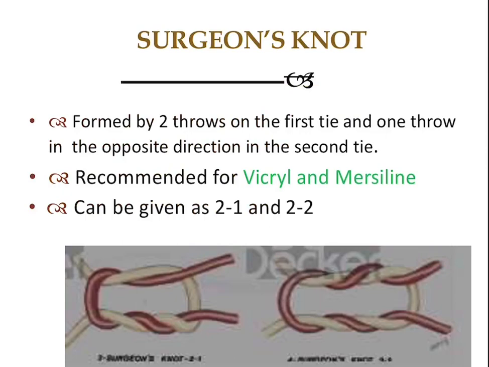The surgeon's knot is formed by 2 throws on the first tie and 1 throw in the opposite direction in the second tie. It is mainly recommended for Vicryl and Mersilene. It can be given as 2-1 or 2-2 knots. So this is how the 2-1 knot looks like. This is how the 2-2 surgeon's knot looks like.